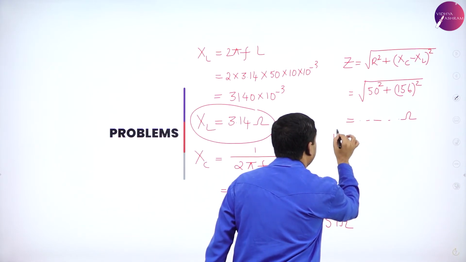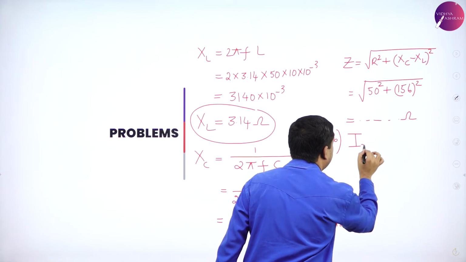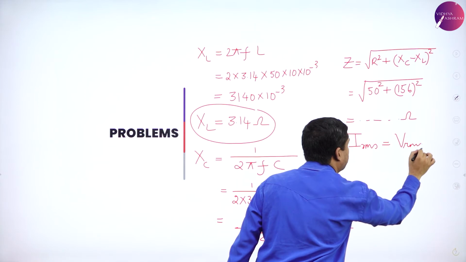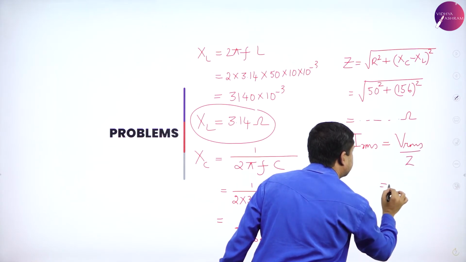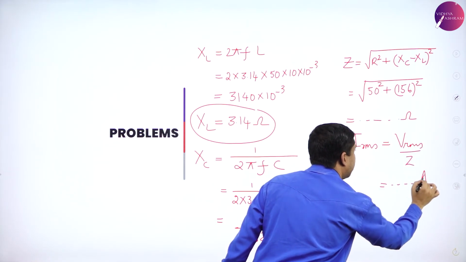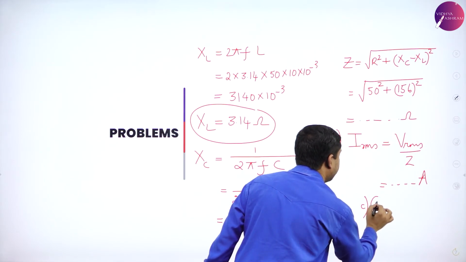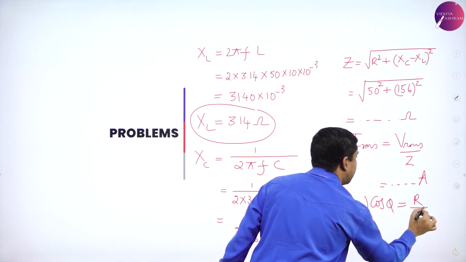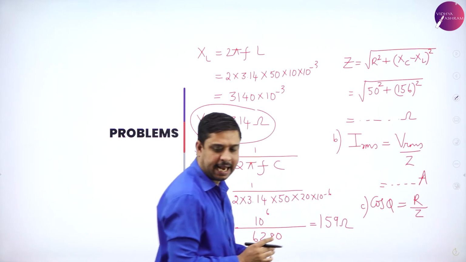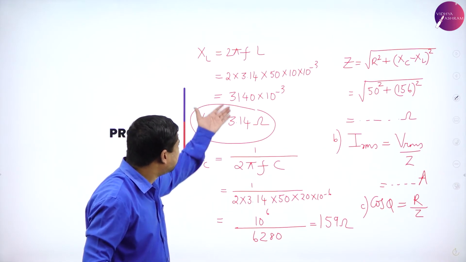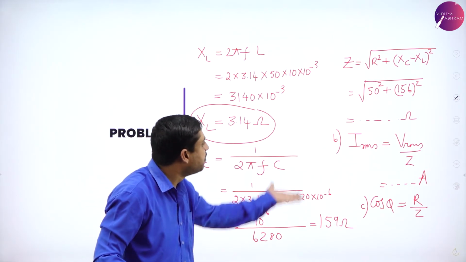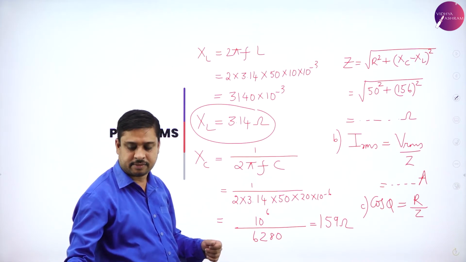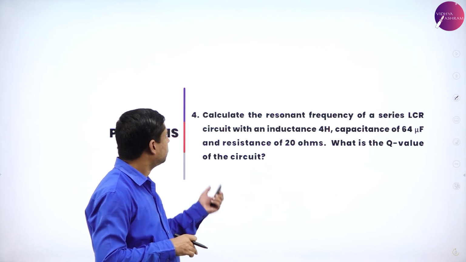Now, again very simple. IRMS is VRMS by Z. Again substitute, so many amps. And finally, power factor cos phi is R by Z. So you observe simple calculations, simple manipulations, we are arriving at the answers. Next one.